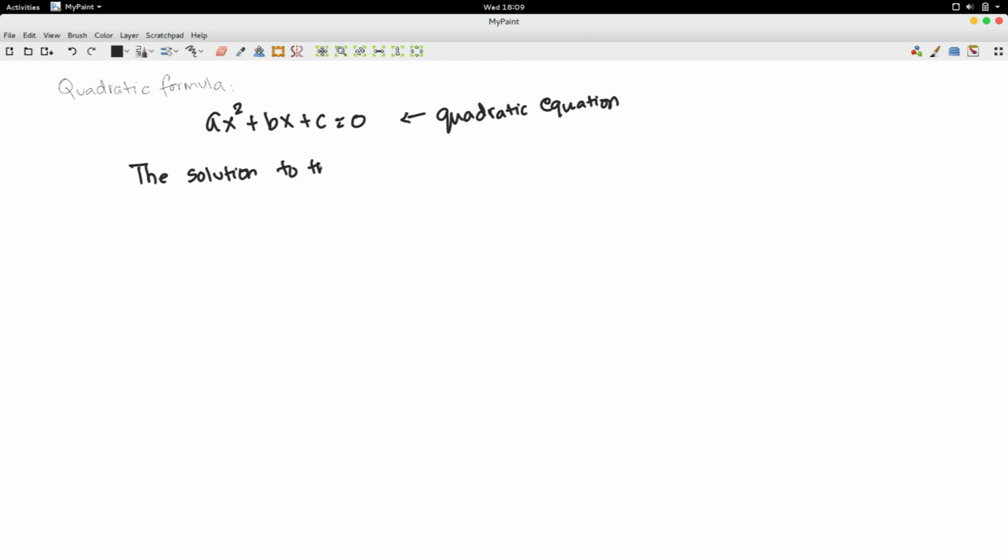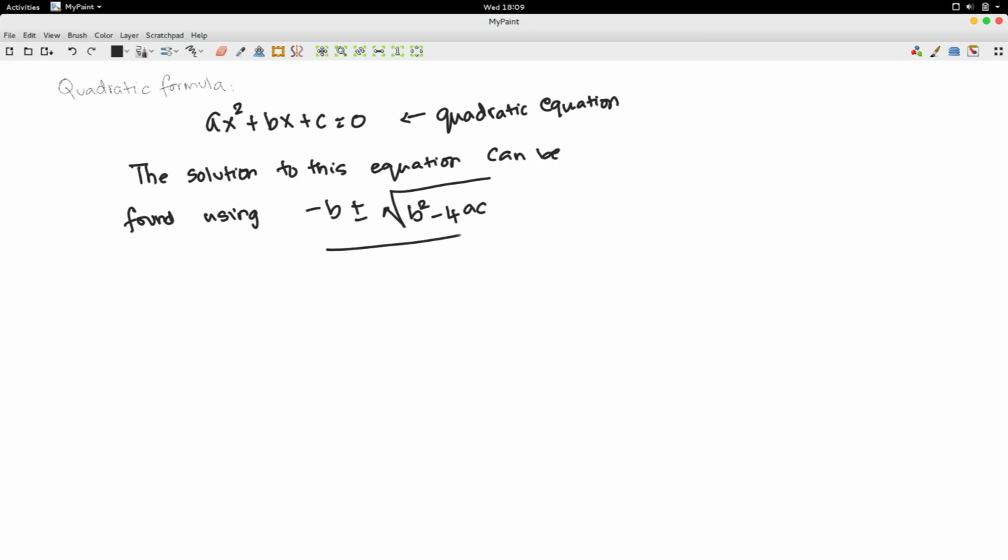can be easily found using the quadratic formula, which is this: minus b plus or minus square root of b squared minus 4ac over 2a.